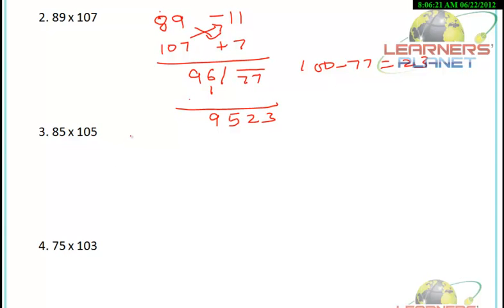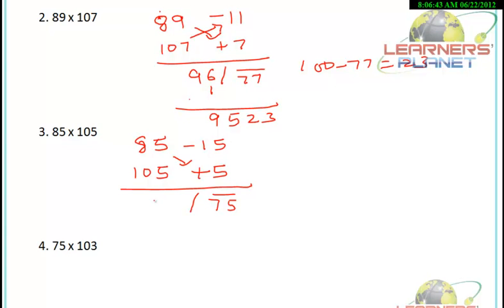Now in this problem, let's begin. It's 85 into 105. It's minus 15 from 100. It is plus 5 from 100. Let's begin the multiplication. 15 into 5, 75, it will be negative. 85 plus 5, it's 90. Subtract 1 from this, and subtract 75 from 100, we get 25. So the answer is very simple. 8925 will be the multiplication of 85 and 105.